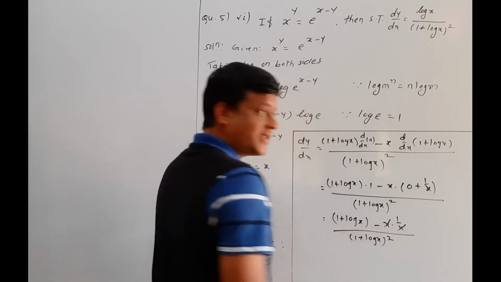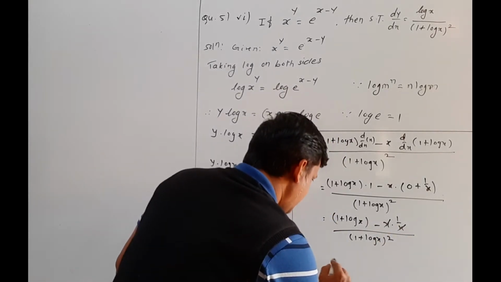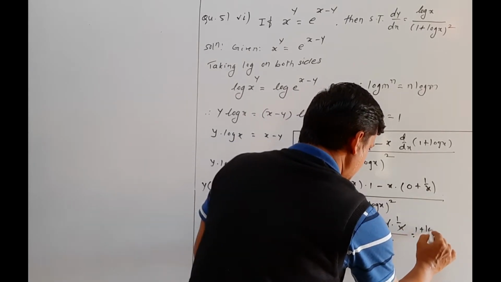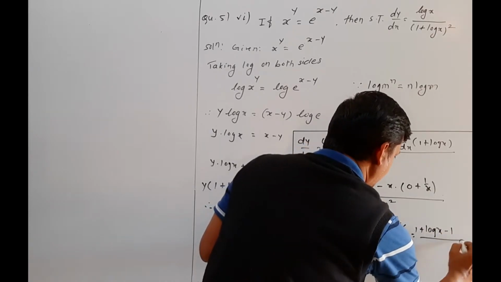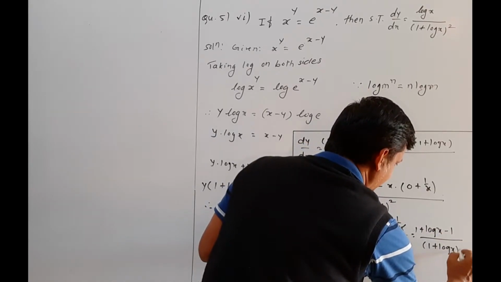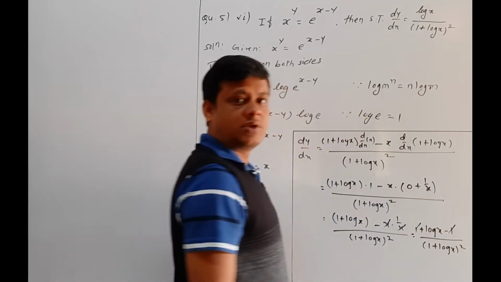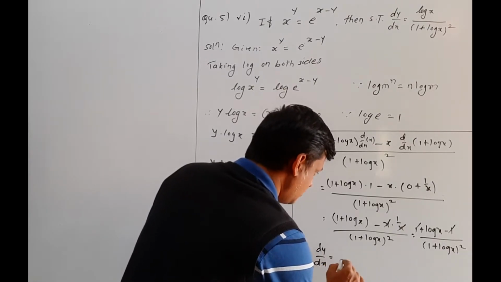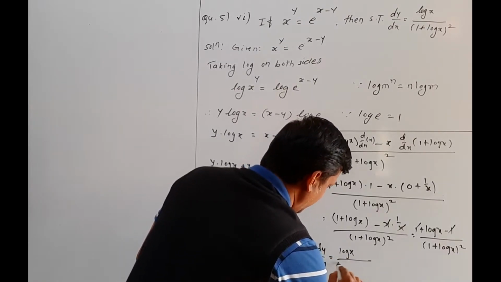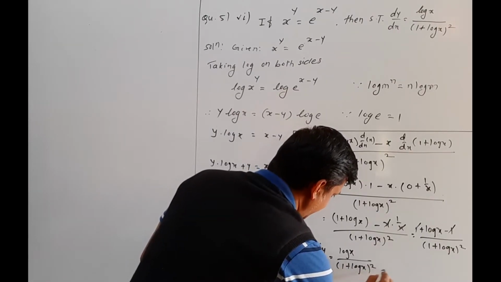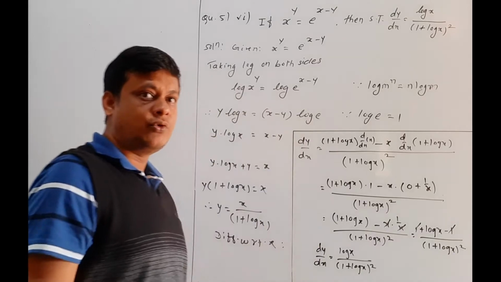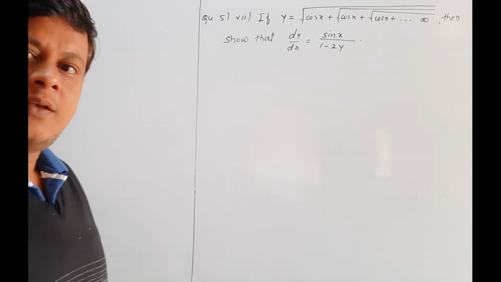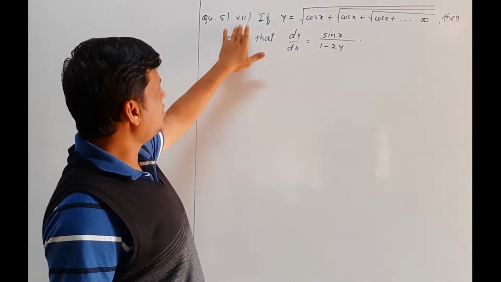So here x gets cancelled. So we write here in the numerator 1 plus log x minus 1, upon 1 plus log x, its bracket square. So this plus 1 minus 1 gets cancelled. We write dy by dx is equal to log x upon 1 plus log x, its bracket square. So in this way we prove dy by dx equals log x upon 1 plus log x, its bracket square.